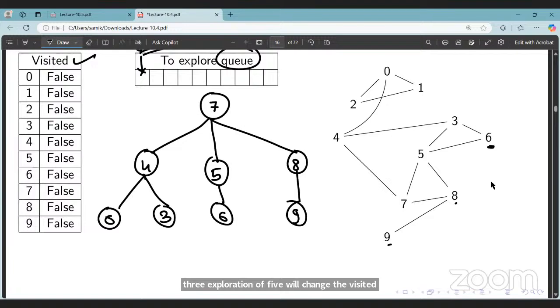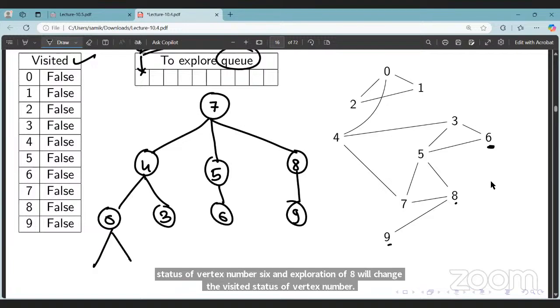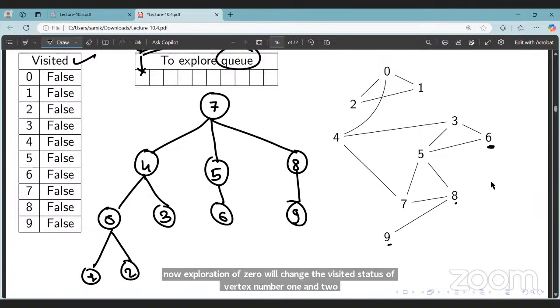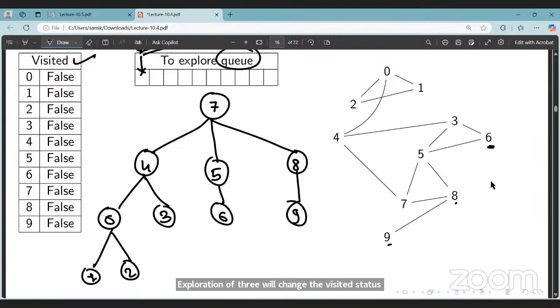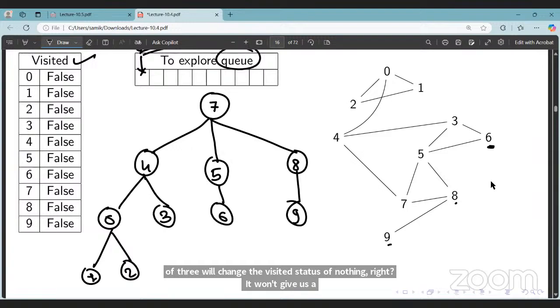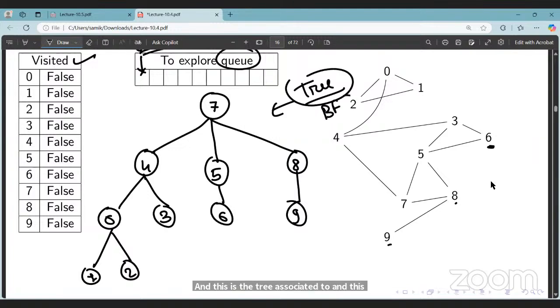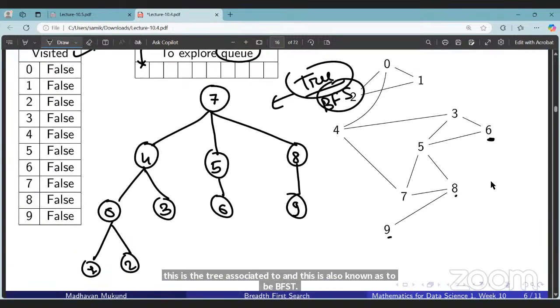Now exploration of 0 will change the visited status of vertex numbers 1 and 2. Exploration of 3 will change the visited status of nothing. It won't give us anything new. Similarly, 6 won't give us anything new, and 9 won't give us anything. So now this is a tree. If you observe, this is the tree associated with the BFS, and this is also known as the BFS tree.